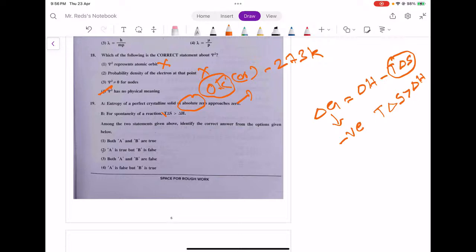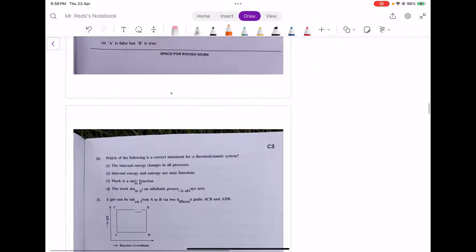Okay, students. A and B are true. Go to 20th question.